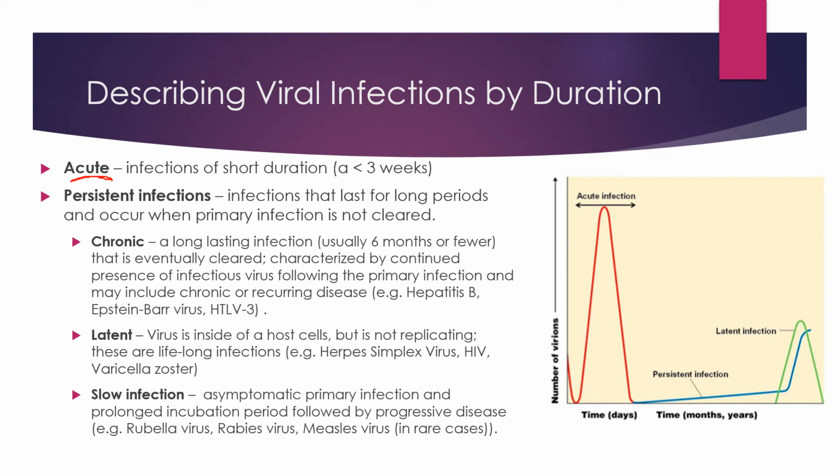Persistent infections are infections that last for long periods of time, and they occur when an initial primary infection or acute infection is not cleared. Primary infections are those infections that occur when we first encounter a pathogen. It's the initial cause of an infectious disease. There are three main types of persistent infection.